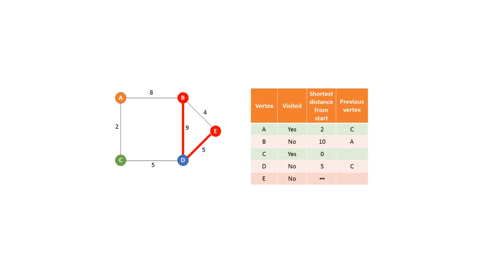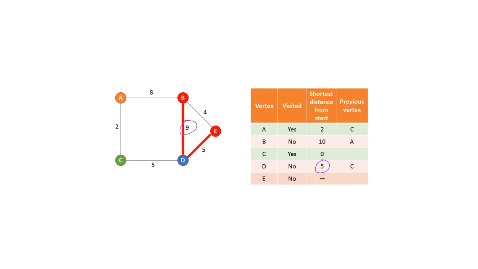So the first thing we do is identify the nodes that are connected to D that have not already been visited. And those would be B and E, because C has already been visited. So taking them in turn, and we'll just do them in the order in which they appear in the array, we're going to calculate the distance between the node that we're going to and the start. So if we consider B, the distance between B and D was 9, but the shortest distance from D to the start is currently 5. So 9 plus 5 is 14.